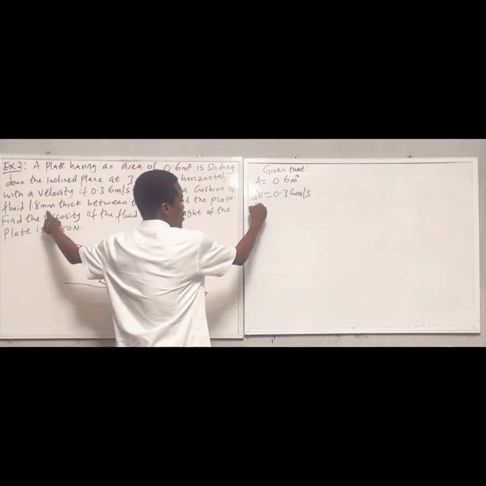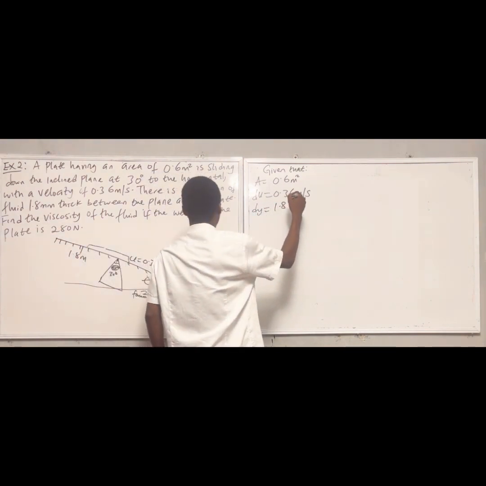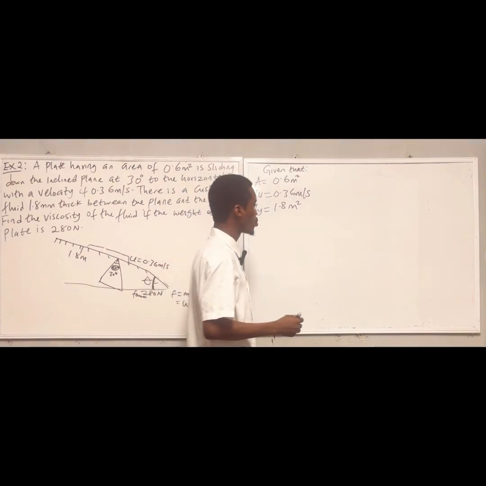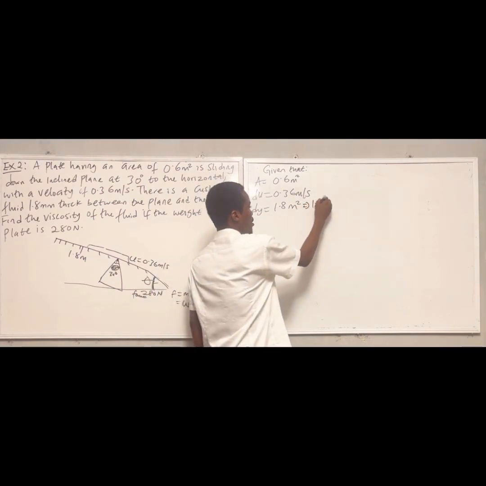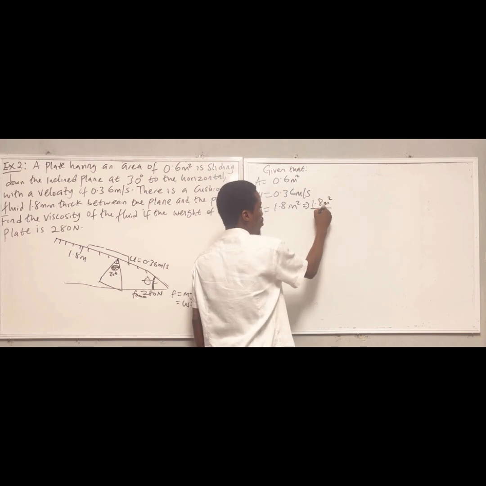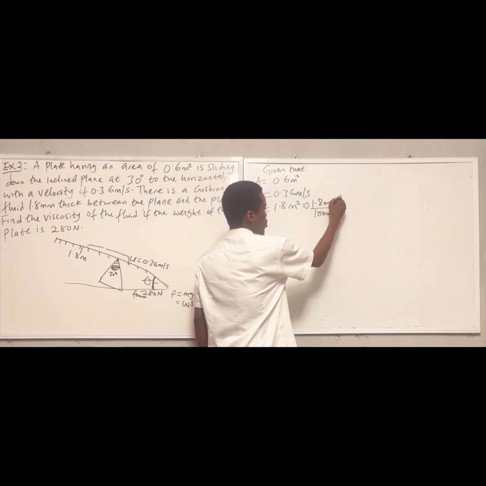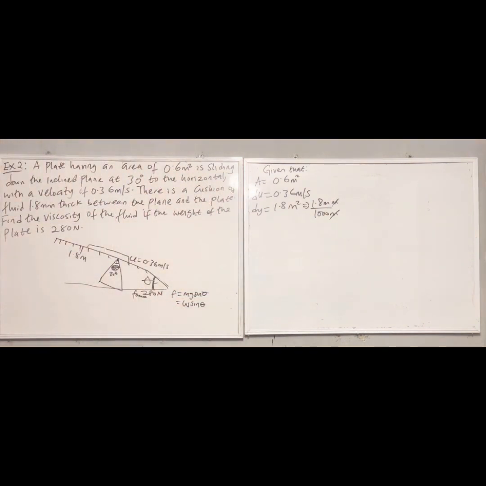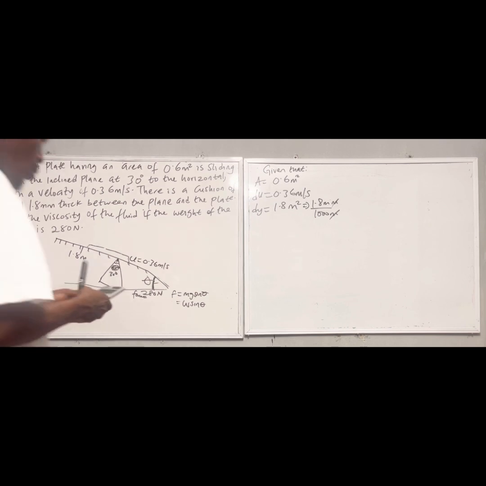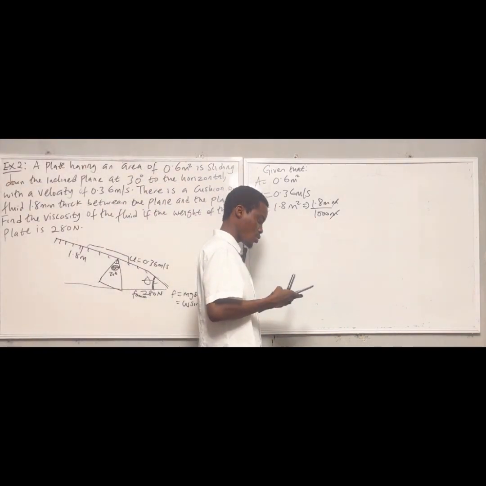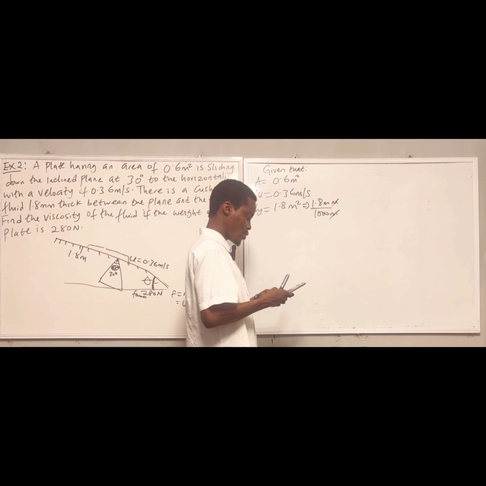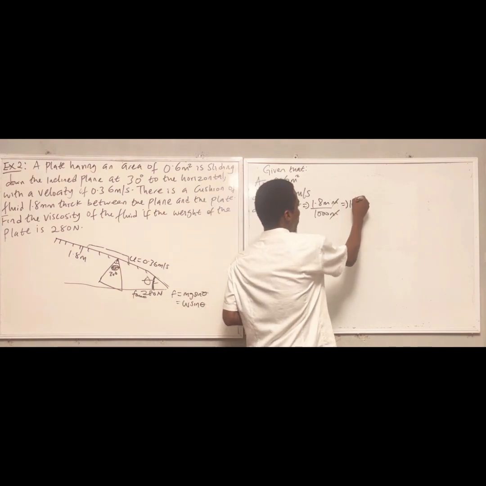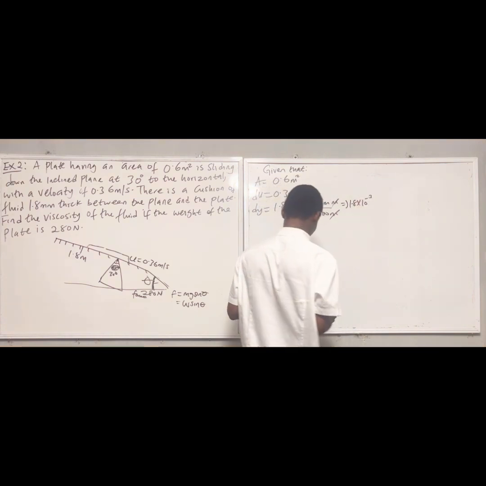So this is a distance, 1.8 millimeter. We have to convert 1.8 millimeter to meter. So we are going to have 1.8 over 1000 meter, something like this. If you divide 1.8 by 1000, we are going to have 1.8 times 10 raised to power minus 3 meter.